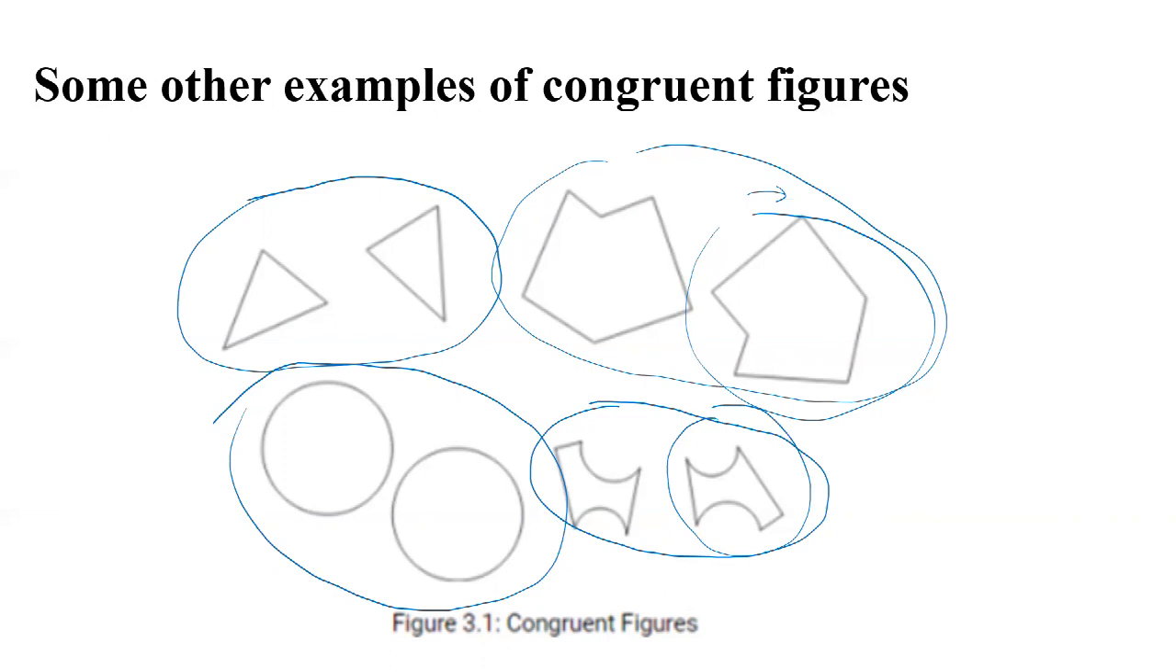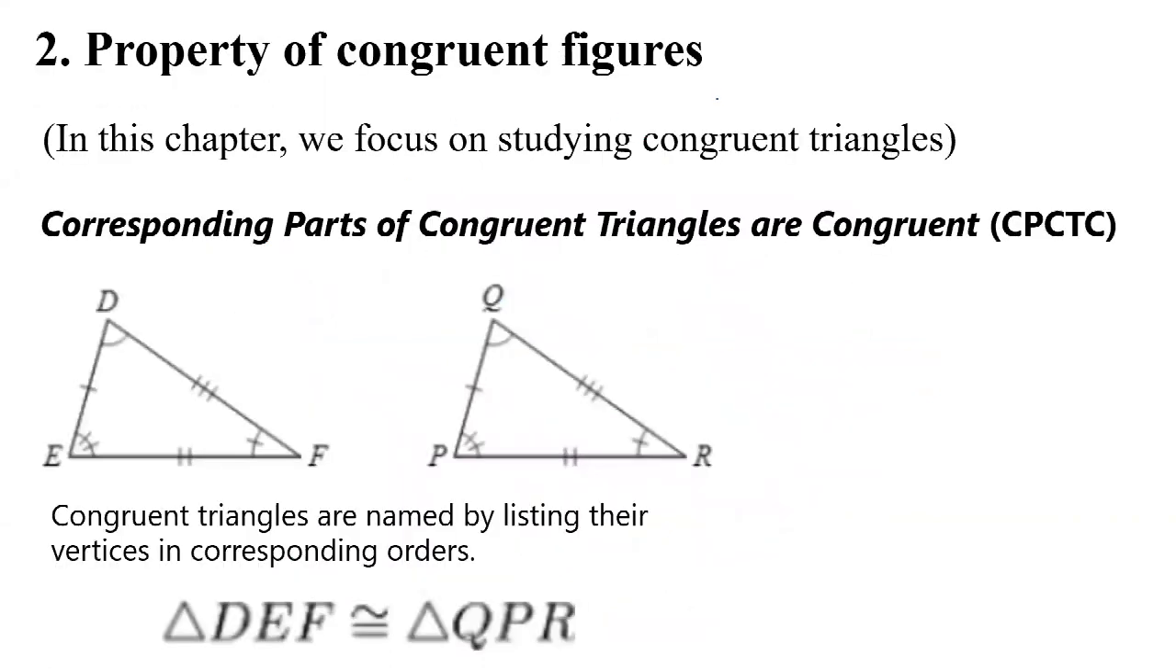Okay, next, let's have a look at the property of congruent figures. So in this chapter, we focus on studying congruent triangles. So the following discussion is based on congruent triangles. So the property of congruent triangles is the corresponding parts of congruent triangles are also congruent, which is abbreviated as CPCTC. So for example, I have two triangles here, triangle DEF and triangle QPR, right?